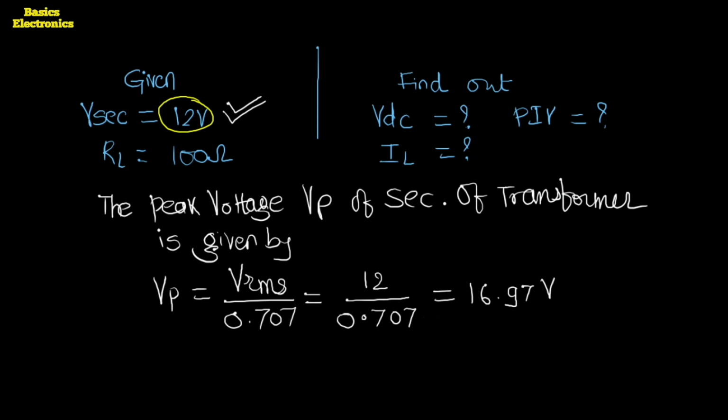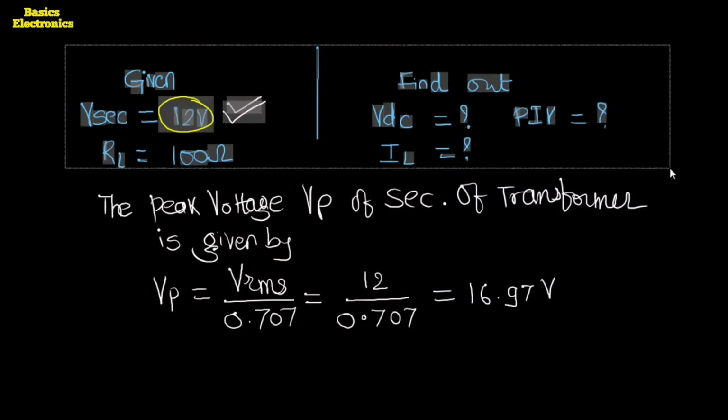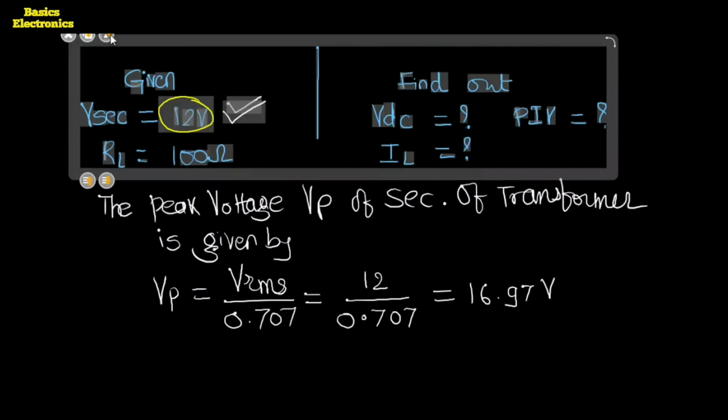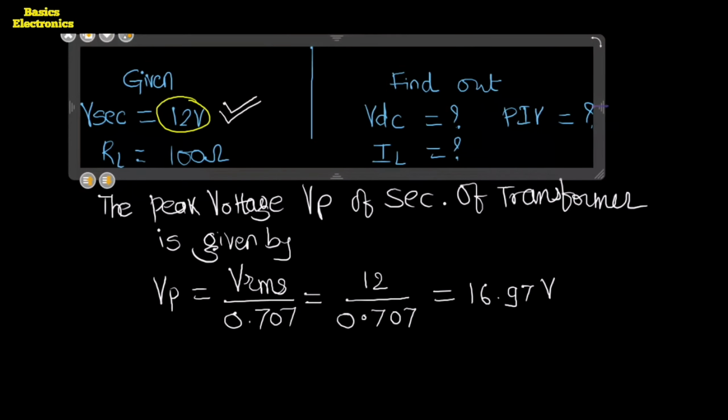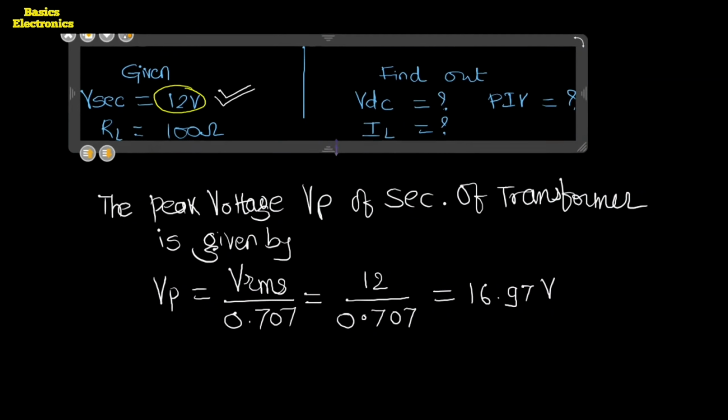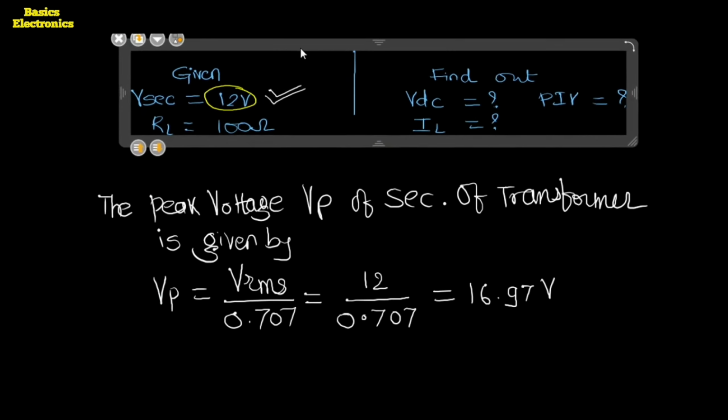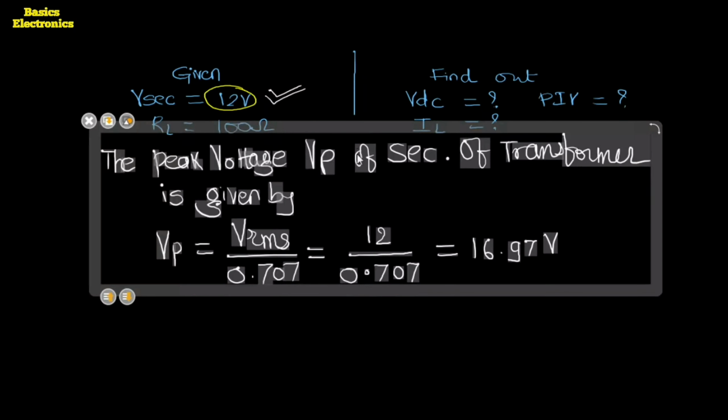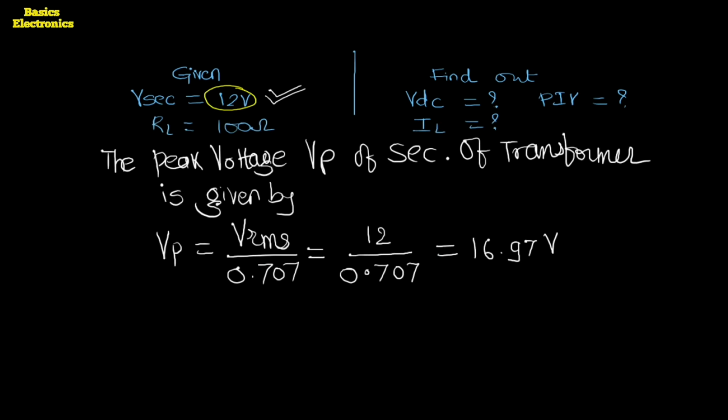Okay, now we have the peak voltage of the secondary of the transformer. We have the peak voltage of the secondary of the transformer, and now we have to calculate the other value. What is that? DC voltage of the rectifier. Okay, so what is the formula for the DC voltage?